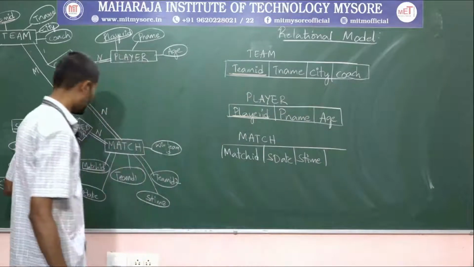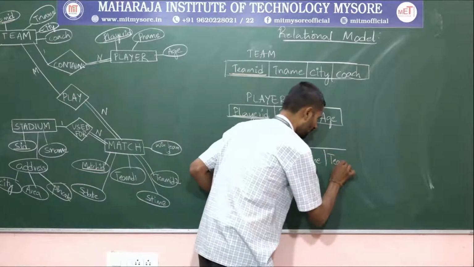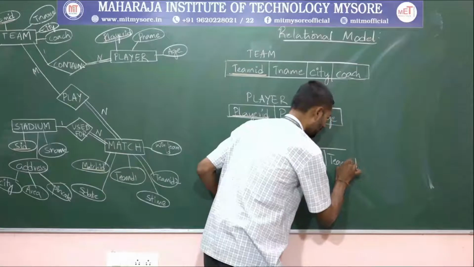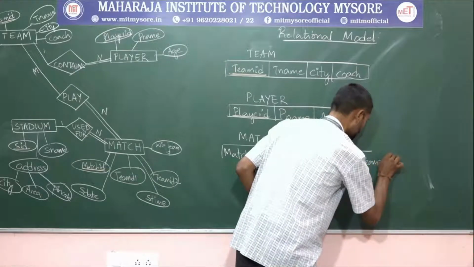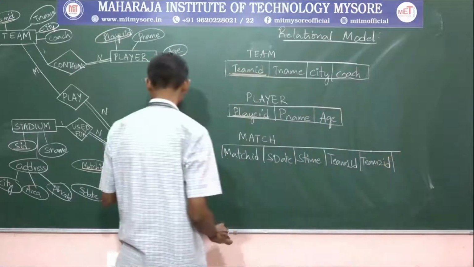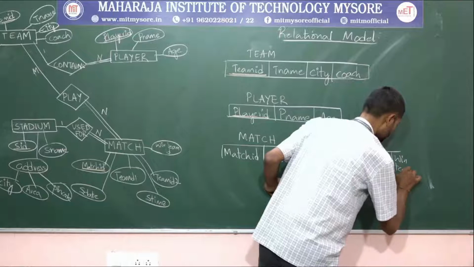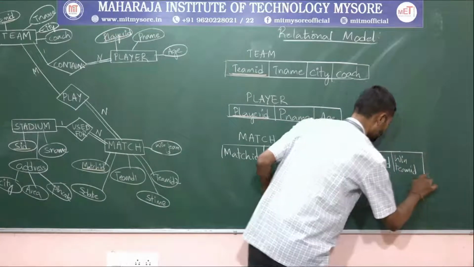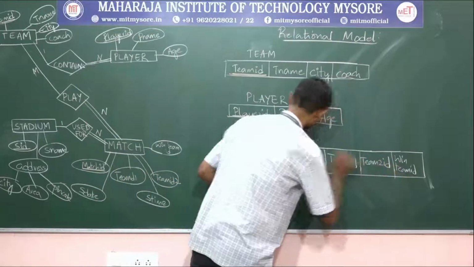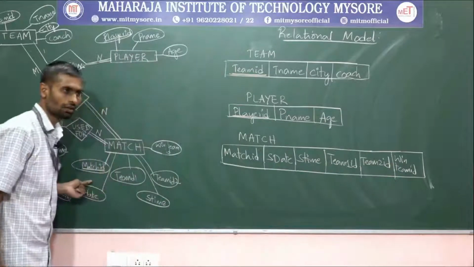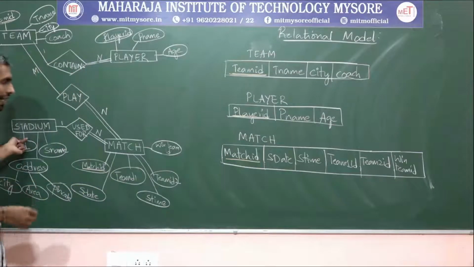Next, the 2 teams are contesting. So for that, I'll record it here. Team 1 ID, and team 2 ID. And the last one, what is that? Winning team ID. So here each match is identified based on what? Match ID. So for that, underline it. Yes, done.